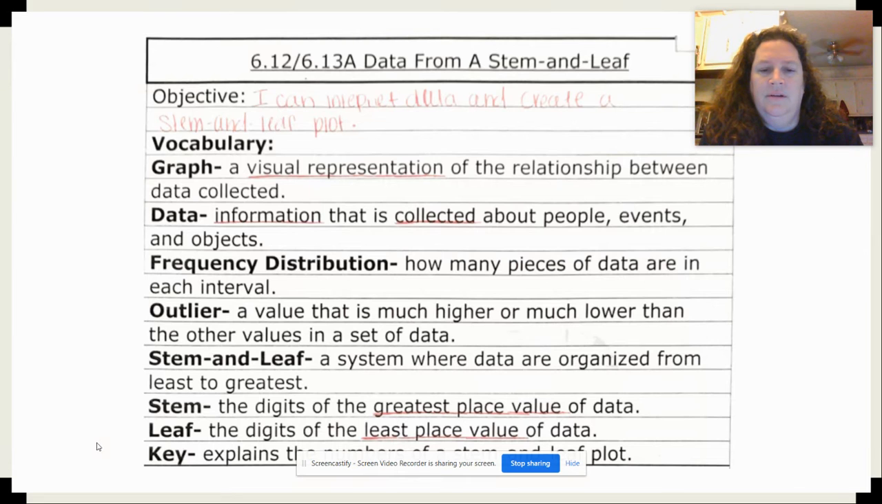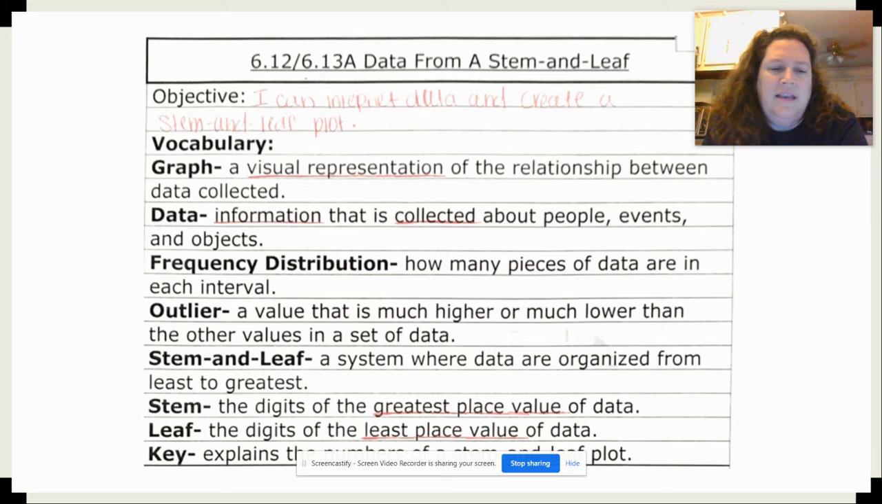So let's get going. It says data from a stem and leaf plot. I can interpret data and create a stem and leaf plot. A graph, which is what a stem and leaf plot is, is a visual representation of the relationship between data collected. Data is information that is collected about people, events, and objects. Frequency distribution is how many pieces of data are in each interval.